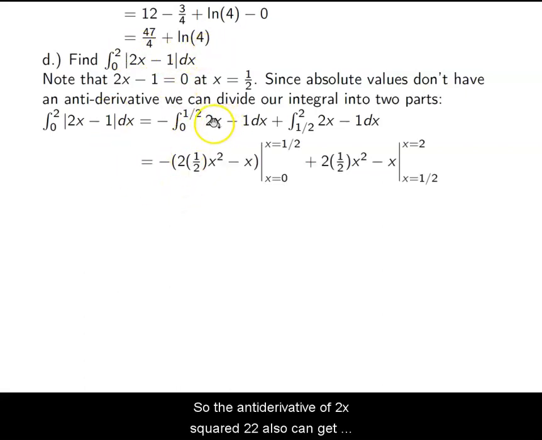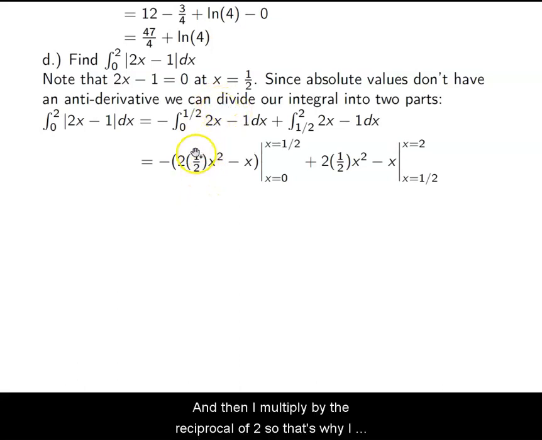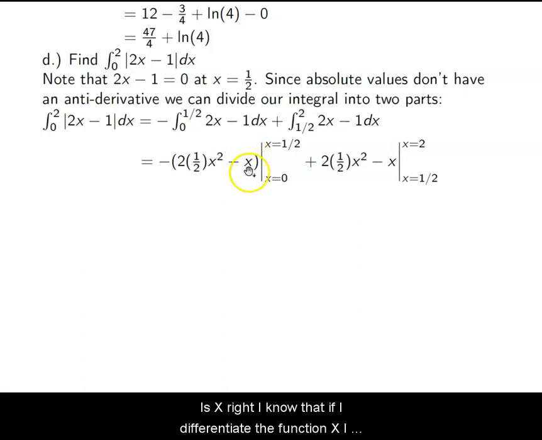So the antiderivative of 2x, the 2 also can get pulled out if I pull these into two different functions. This power of 1 goes to 2, and then I multiply by the reciprocal of 2. So that's why I have the 1/2 x squared. This 2 is this 2. Okay. The antiderivative of 1 is x, right? I know that if I differentiate the function x, I always get just the constant value 1. Okay, so the antiderivative of 1 is x. Here I get the same thing, this 1/2 x squared from this 2x, and this one also goes to x, but I'm evaluating at different bounds.